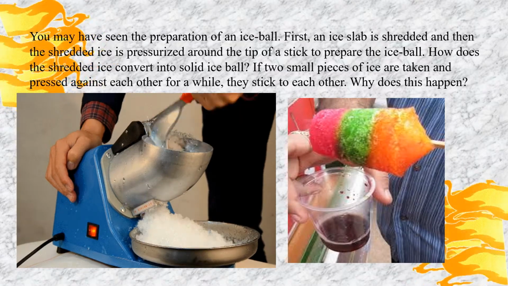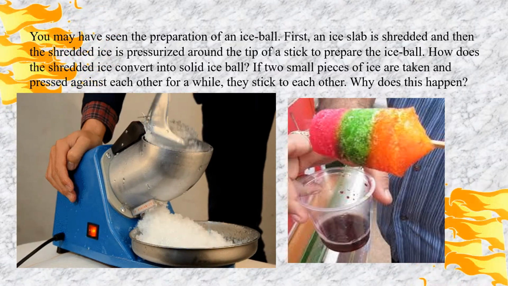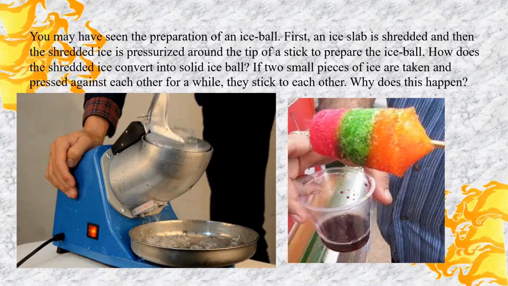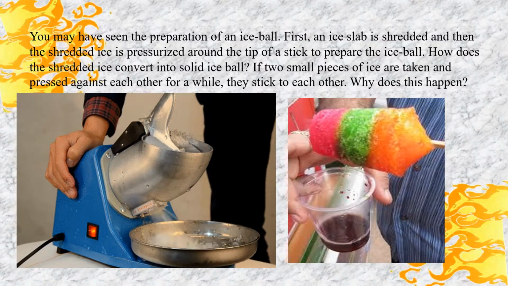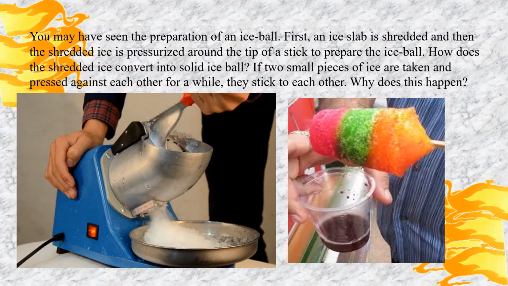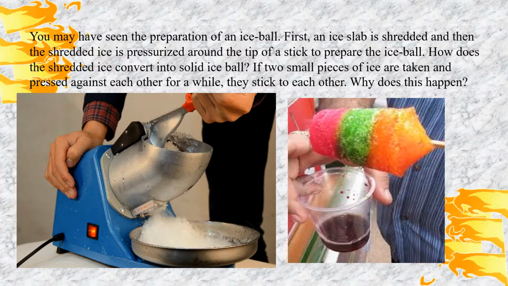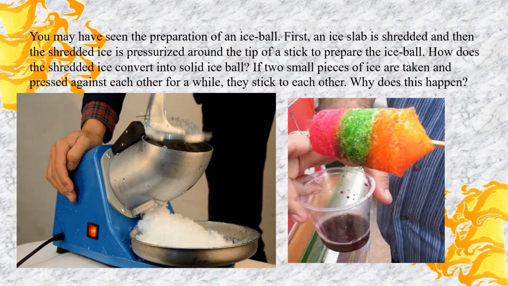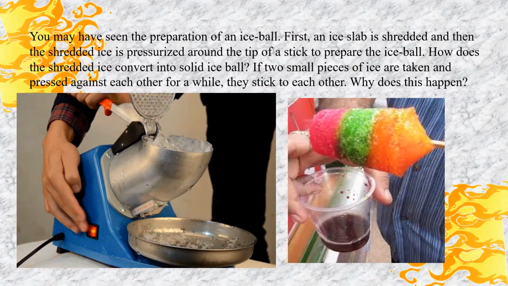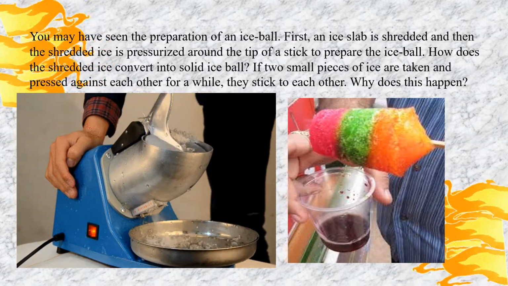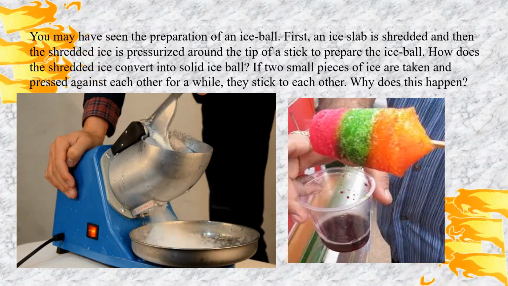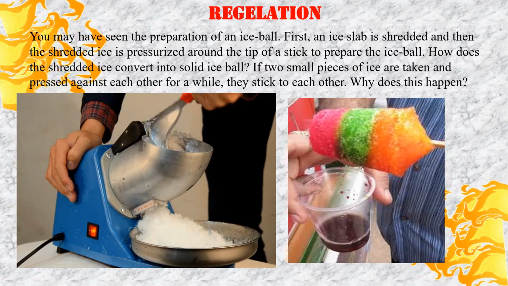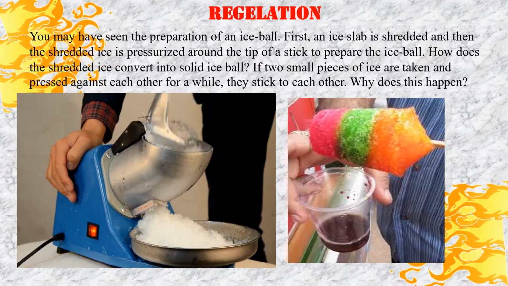You must have seen this preparation of an ice ball. First an ice slab is shredded and then the shredded ice is pressurized around the tip of a stick to prepare the ice ball. Everyone has seen how this gola is prepared. Now how does the shredded ice convert into a solid ice ball? The shredded ice is very soft, but if we apply pressure on it, how does it become a big ball again or take the shape of the glass? Now this process is because of a new word, regelation. Now what is this? Let us see.